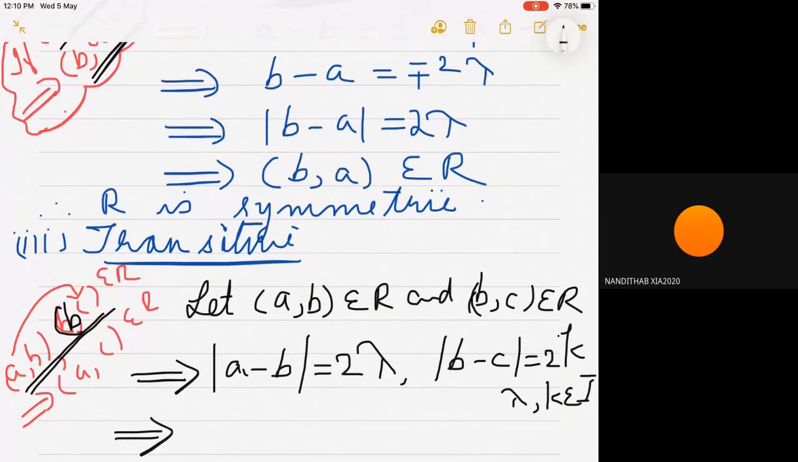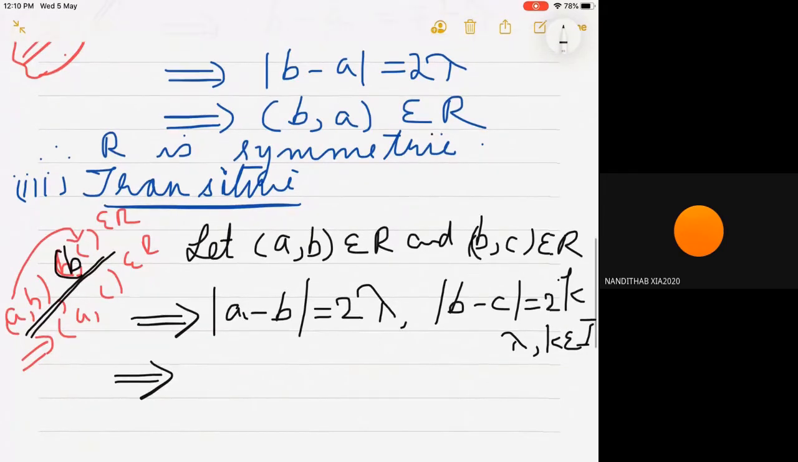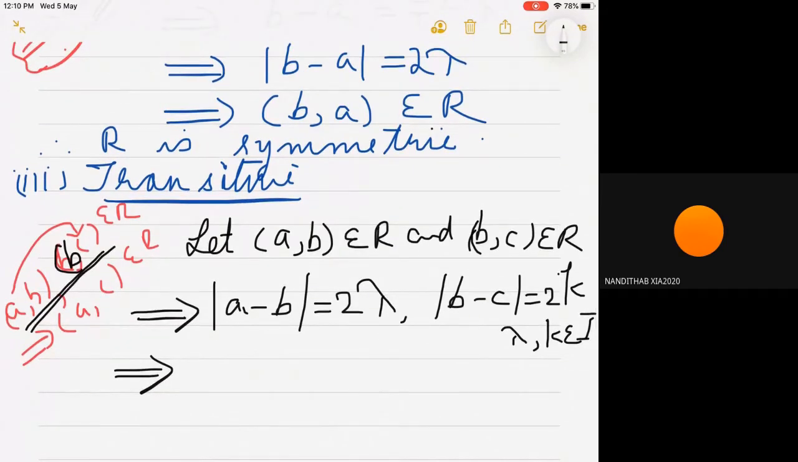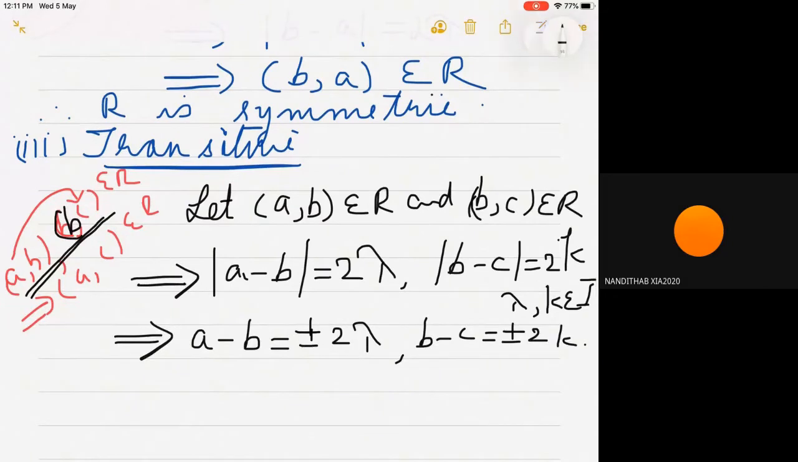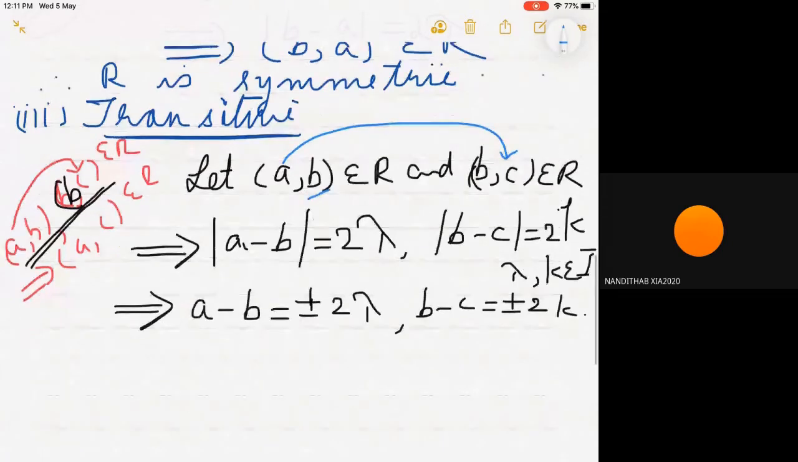Now this implies, in the immediate next step, you change the modulus. That means A minus B equal to plus or minus 2λ and B minus C equal to plus or minus 2K. Next, what you need to do? Next you have to just see whether (A, C) is in R or not. That means we don't want this B. You try to eliminate B. To connect A with C, you try to eliminate B.